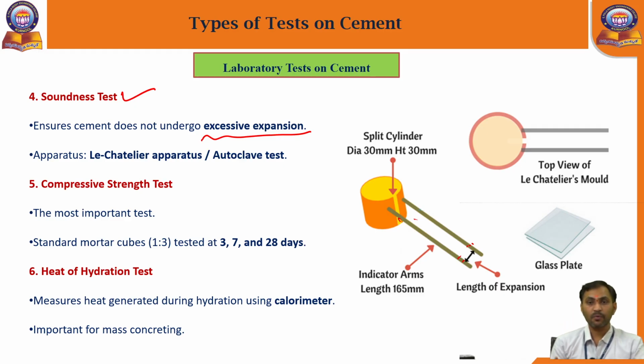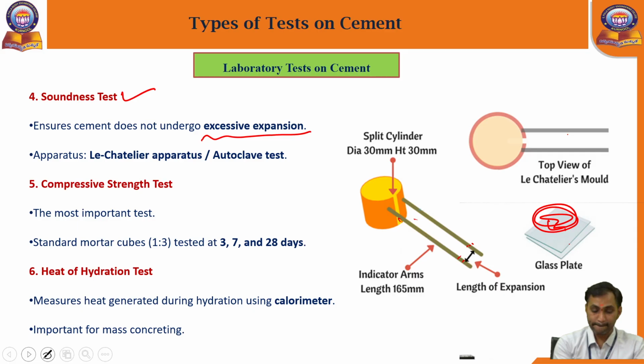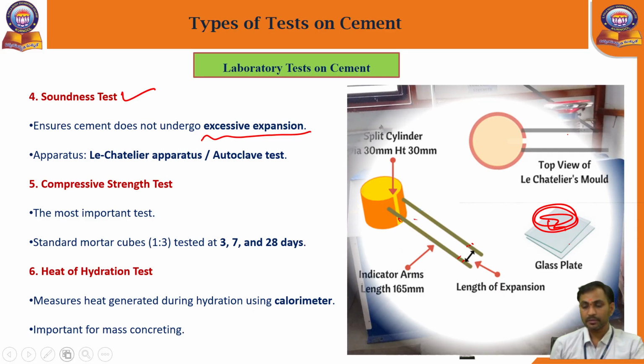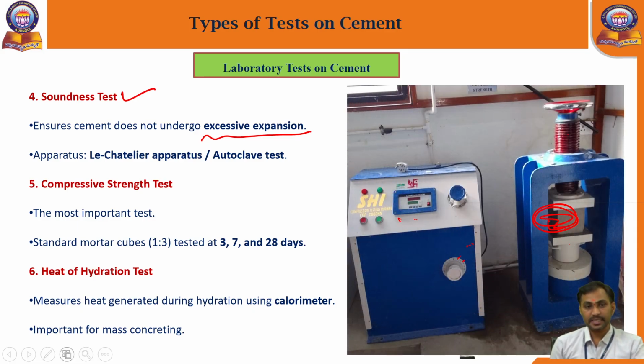The equipment we need is the Le Chatelier's apparatus with two arms, two glass plates, and a loading stone. Okay, next one, compressive strength test. This is one of the important tests conducted in laboratories, to check how much strength the cement material can bear.